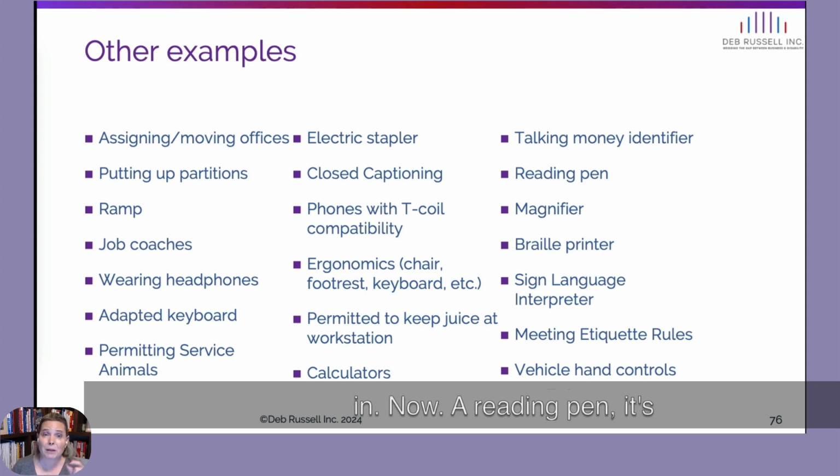A reading pen, it's something that you put on top of a word so it reads the word to you, great for people who are dyslexic or have trouble seeing. Magnifiers, a braille printer, sign language interpreters. I think we're pretty common with that. If you don't know what that is, I apologize. It's for people who are deaf and use sign language to speak, and the other person who they're talking to does not speak sign language.